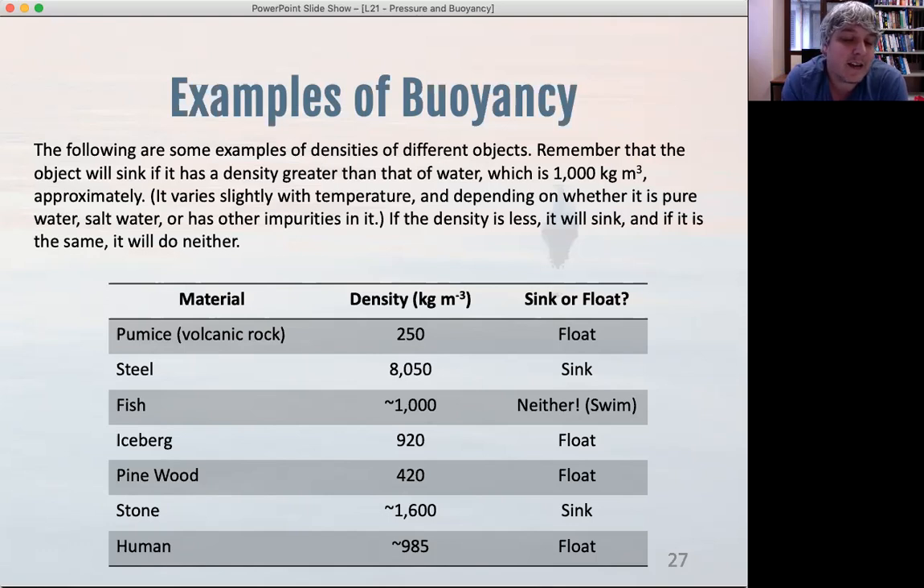And humans are slightly less dense than water on average. And so in general, humans float, but there is a bit of variation depending on your muscle to fat ratios and all of that kind of stuff. And also there's slight variation in oceans around the world. Some higher salt oceans have higher densities and humans float better and so on. So humans do tend to float, but it does vary slightly.